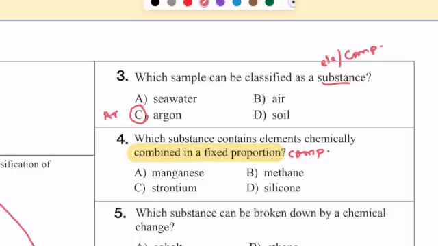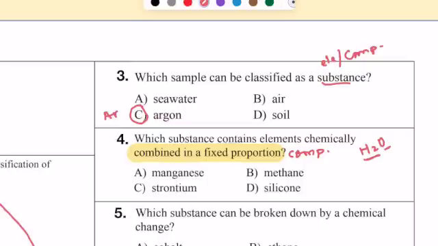But in the case of a compound, if you want to make H2O, which is water, we need 2 atoms of hydrogen and 1 atom of oxygen. If we change that, it is not going to be water. So we are looking for a compound in our options.